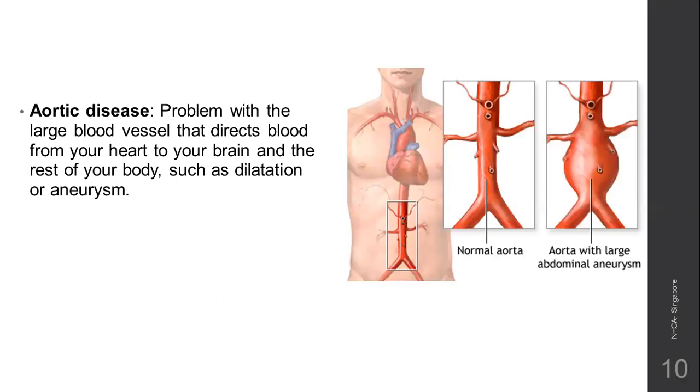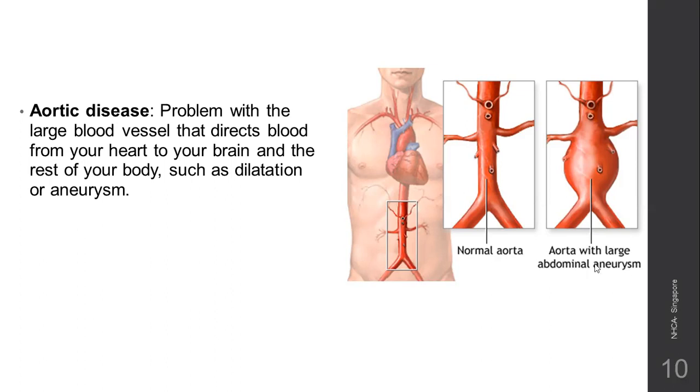Next, we have aortic disease. So here, even your blood vessels have musculature, which gives them the vigor to take the impact of the pumping action of the blood. Elasticity is present in the blood vessels. So what happens in aortic diseases? The elasticity of the aorta is compromised. It is a problem with the large blood vessel that directs blood from the heart to your body. This leads to aneurysm.